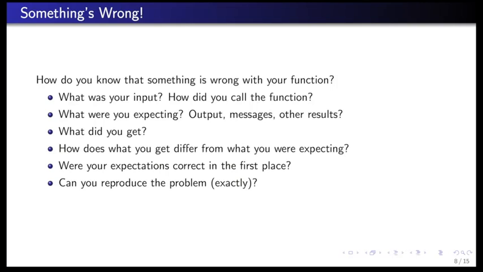So what was the input that you put? What did you feed into that function? Not what you thought you fed into that function, but what did you actually feed into that function? So I thought I'd fed that function a positive number, but in reality I fed it a NaN, right? So how did you call the function? What were the arguments that you gave it? Things like that. What were you expecting?